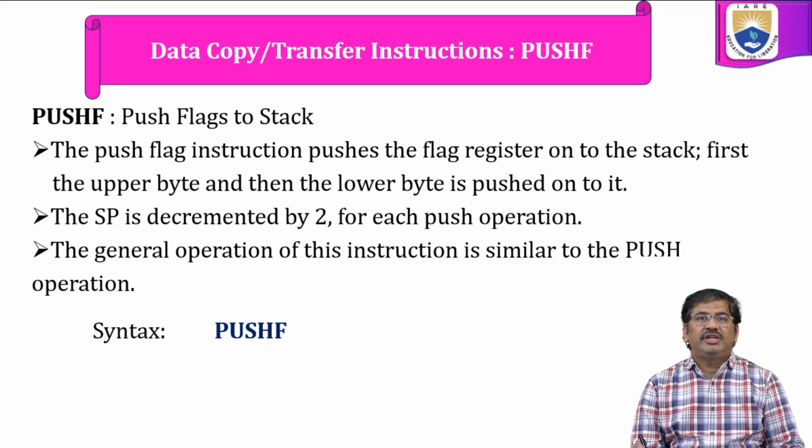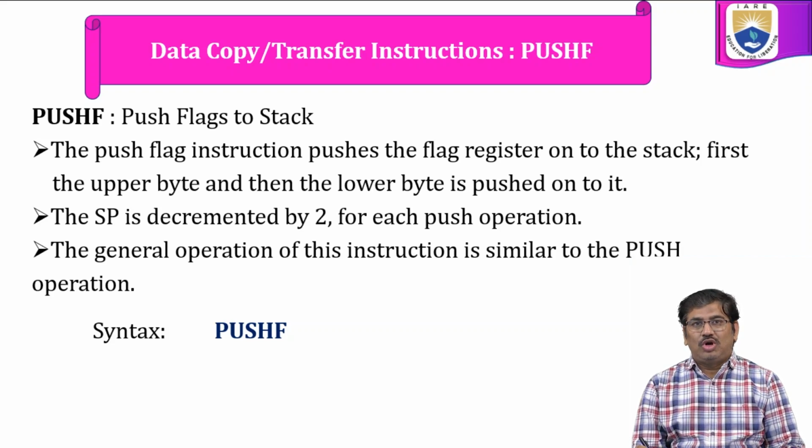The next instruction is push F, which is push the flag contents onto the top of the stack. It is also a 0 operand instruction. The push flag instruction pushes the flag register onto the top of the stack. When we are placing the contents on the top of the stack, first the upper byte will be placed, followed by the lower byte, at the top of the stack.